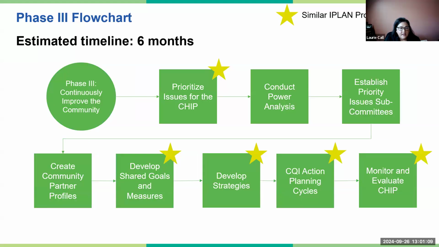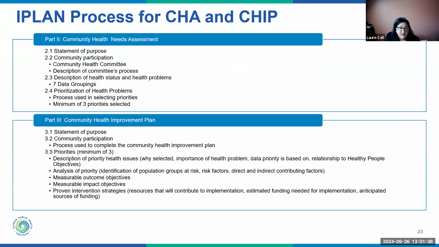So we are digging in and really understanding those priorities. In phase three, this is really the community health improvement part of the process, and we're prioritizing just like you would for IPLAN, and IPLAN requires a minimum of 3 priorities, whether you're using IPLAN or MAPP. You're developing goals and objectives and strategies, the action cycles, and you're developing a plan for monitoring that work. So again, similar to IPLAN, and you can see where those similarities are.